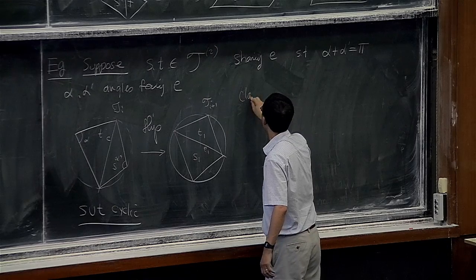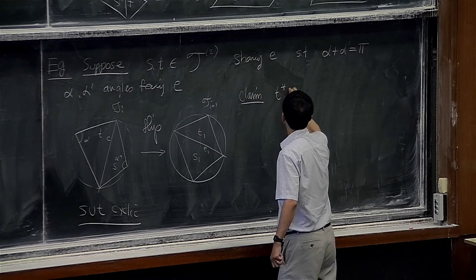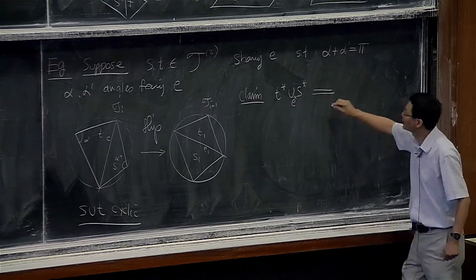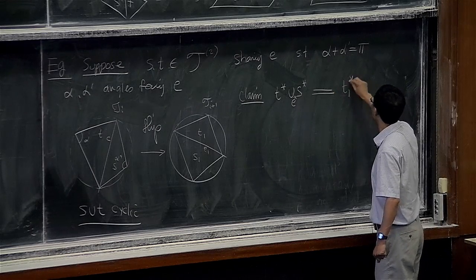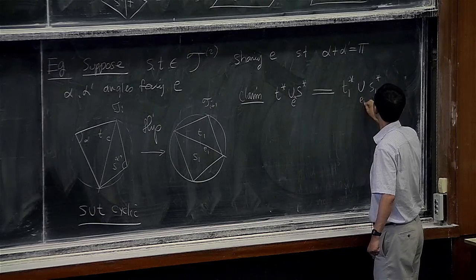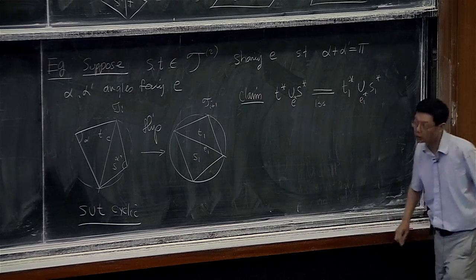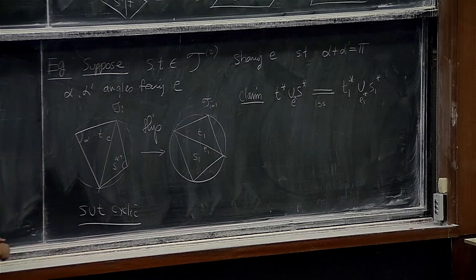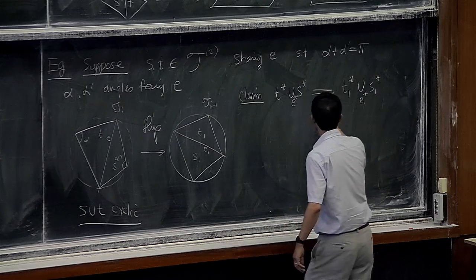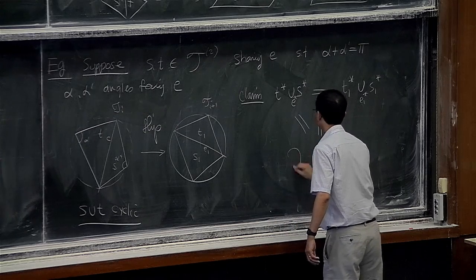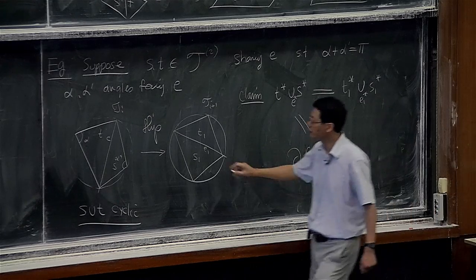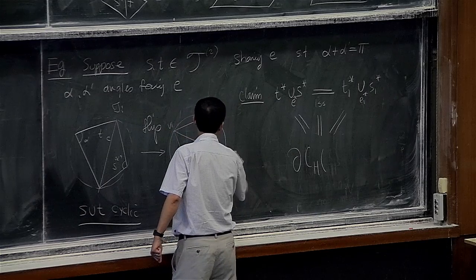So the claim is T star, S star, E star is, in fact, not only isometric, but in this case it's really equal. This is not going to be true if the sum of the two angles is not equal to pi. These two metrics will not be the same. And what is this? Both of them are equal to the boundary of the convex hull in the hyperbolic space of the four vertices, V1, V2, V3, V4.